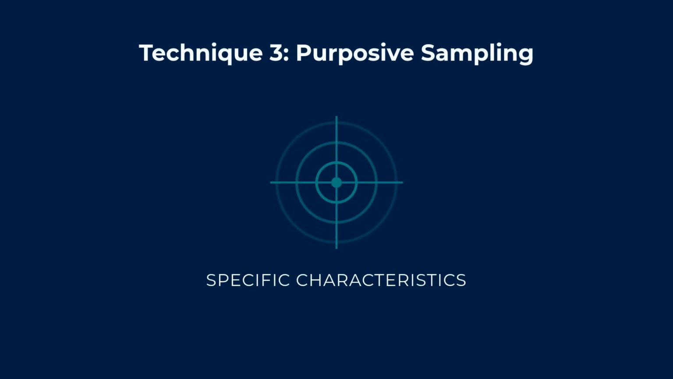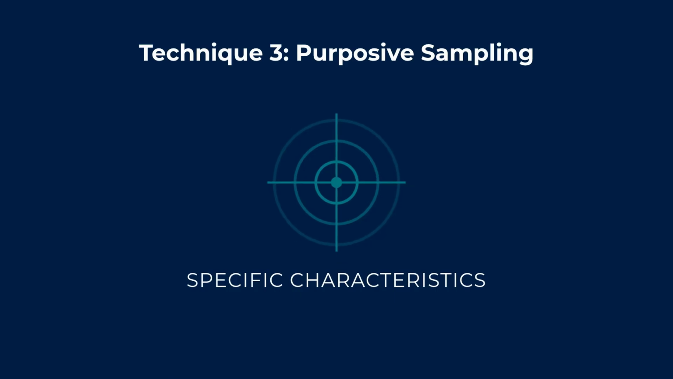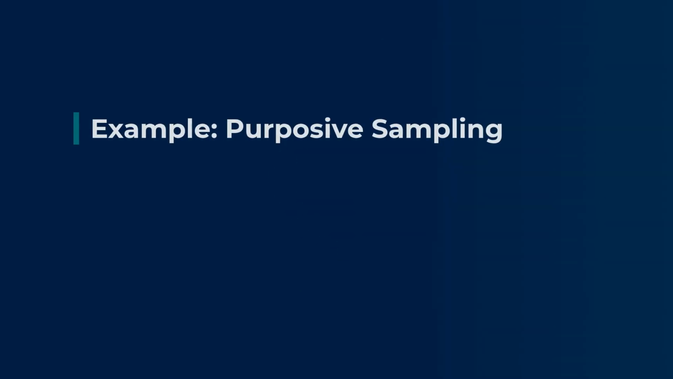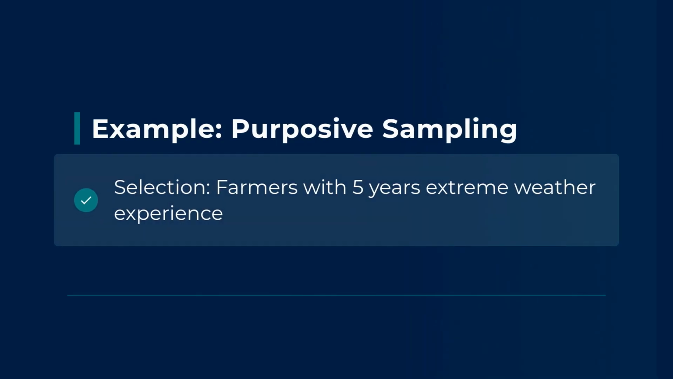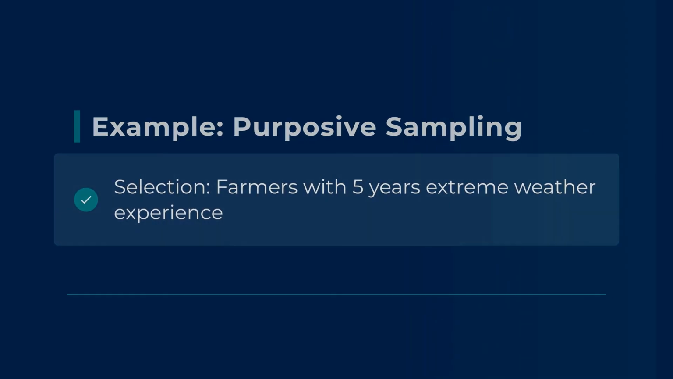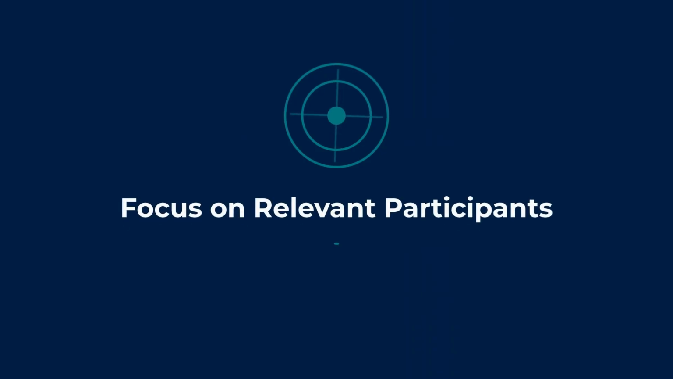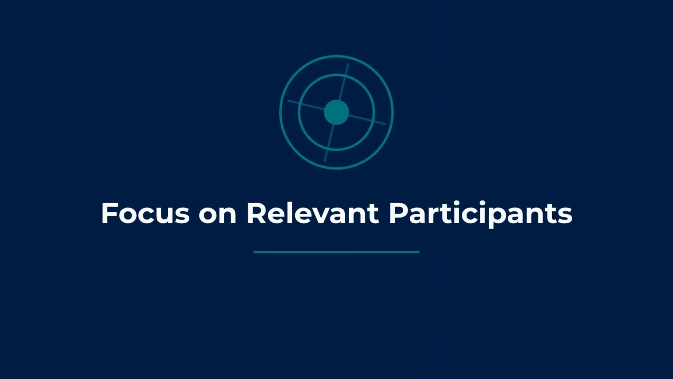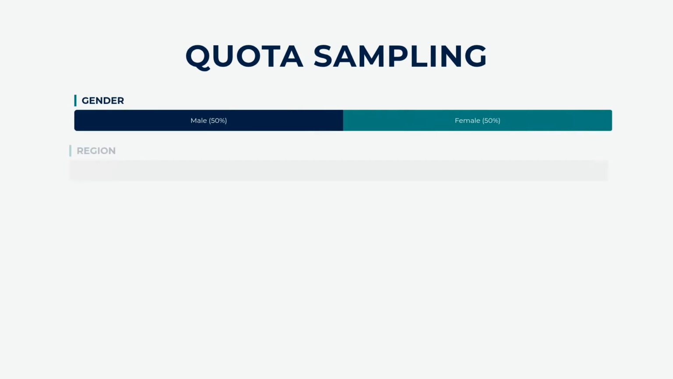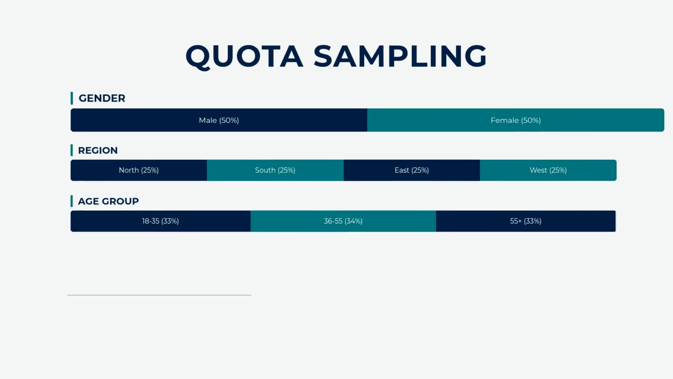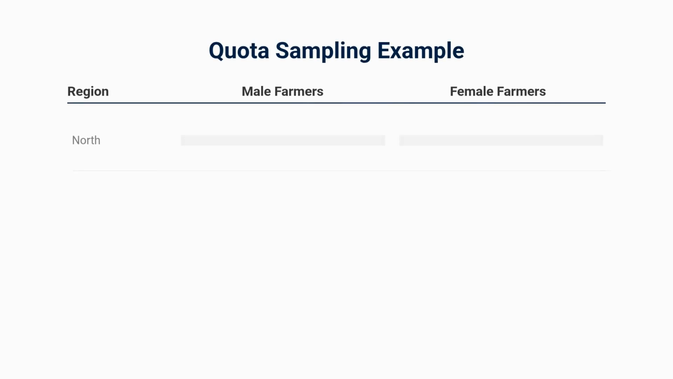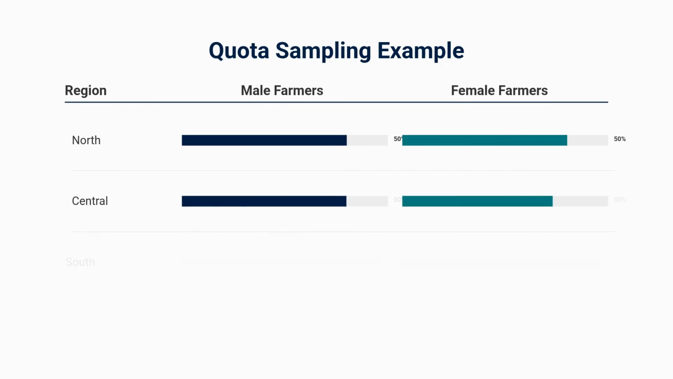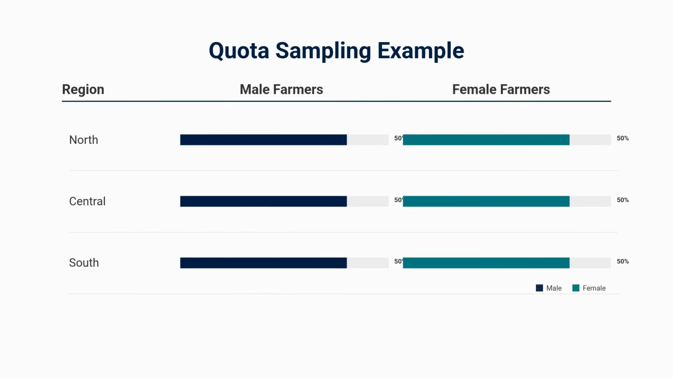3. Purposive sampling. Participants are chosen based on specific characteristics relevant to the study. For example, purposive sampling was used to select farmers who had experienced extreme weather events in the past 5 years. This method ensures you focus on participants who are most relevant to your research. 4. Quota sampling. Participants are selected to meet specific quotas based on characteristics like age, gender, or location. For example, quota sampling was used to ensure equal representation of male and female farmers from different regions.